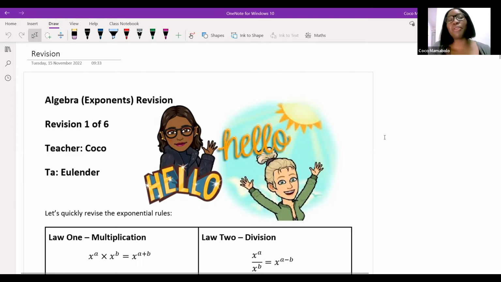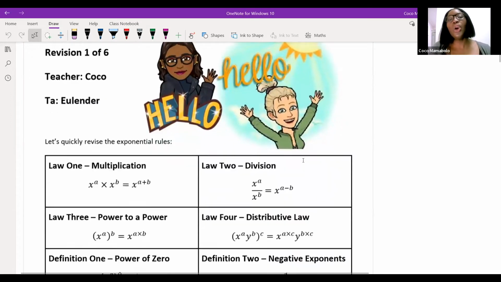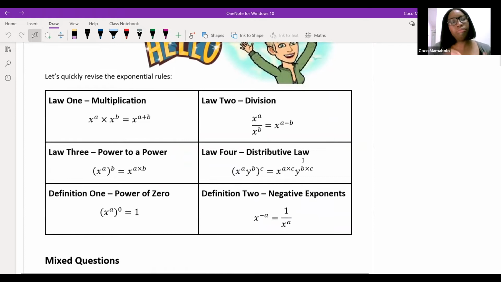We're going to start off with some revision on exponents, or in this case, we're going to be looking at algebra, and then we're going to ease our way into integers. And before we do this, we're going to be looking at our exponent laws. They also apply to algebra as well, because exponents are basically part of algebra as well.